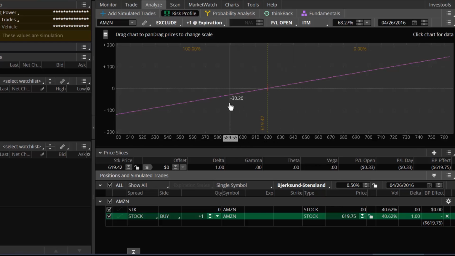Now, if it goes the other way and I sell it at $570, then I would lose about $50, because that is the difference between the $620 and the $570.